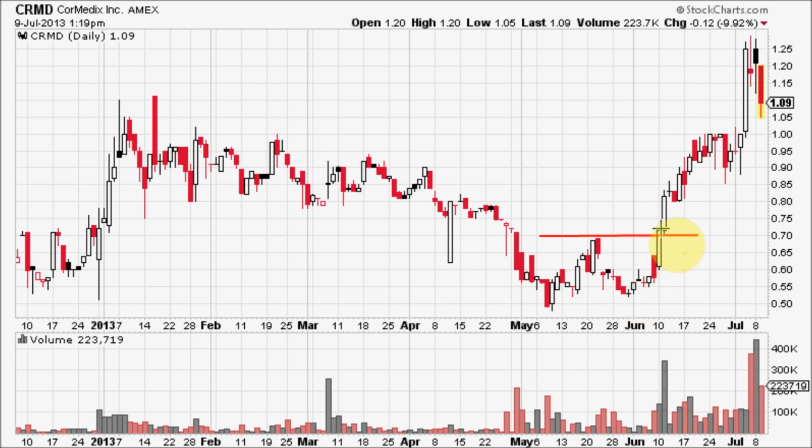Okay, right at the breakout point, huge volume comes in to send it from about 70 cents straight up to $1 within about 2 weeks or less. So this is a very bullish reversal chart pattern.